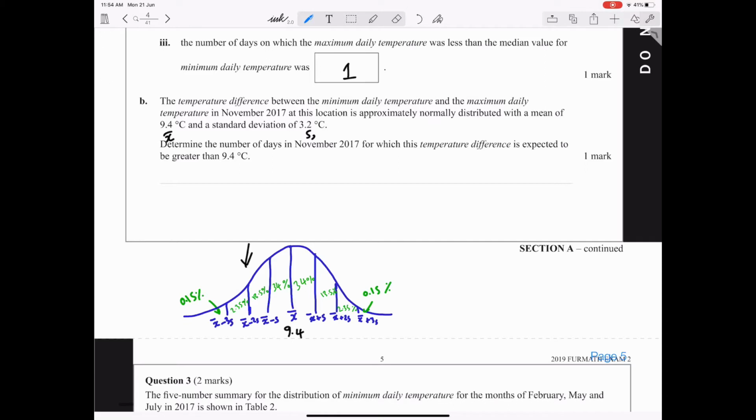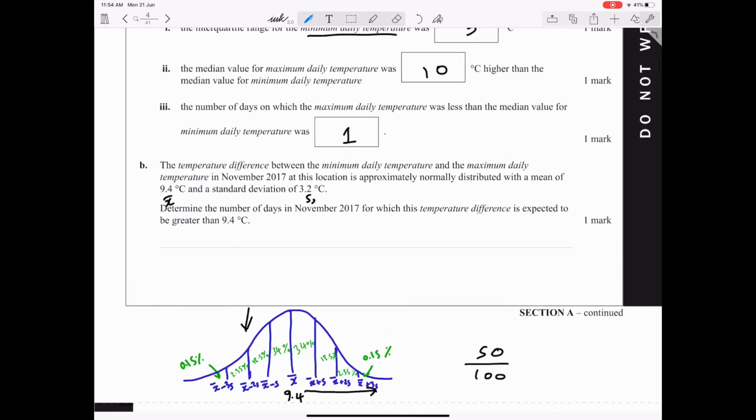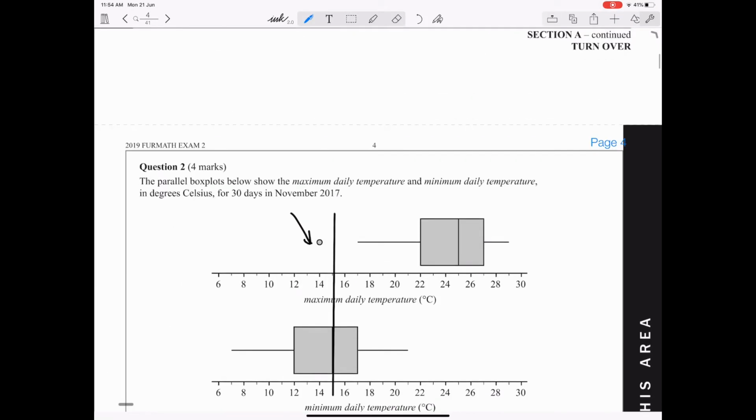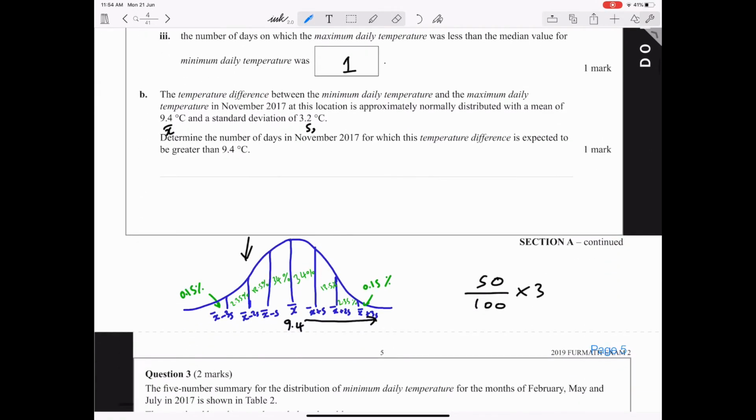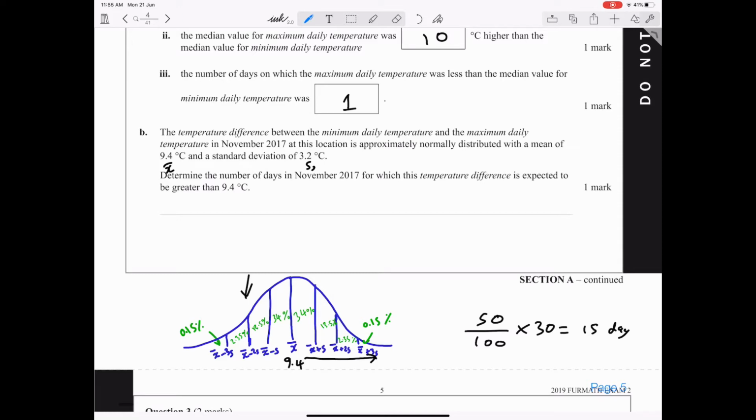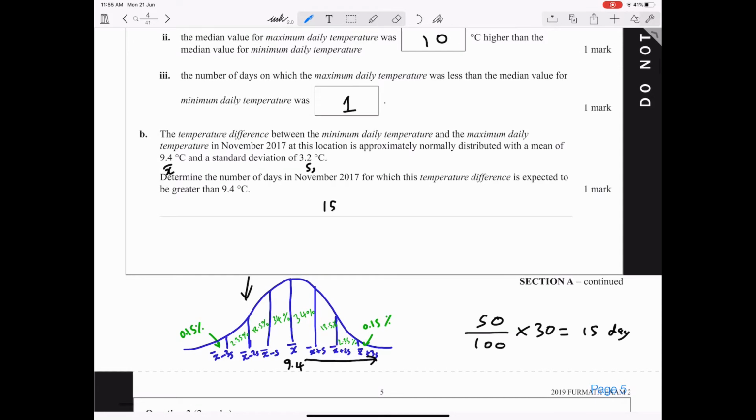So if you add all the percentages on this side, it's actually 50%. So we know 50% of the days in November 2017 are going to be greater than 9.4 degrees Celsius. So 50% is 50 on 100. And we need to know how many days there are in November. In the question, it says there are 30 days in November. So we do 50% times 30. And if you put that in your calculator, you'll get 15 days. So therefore, the number of days in November which have a temperature greater than 9.4 degrees Celsius is 15 days.